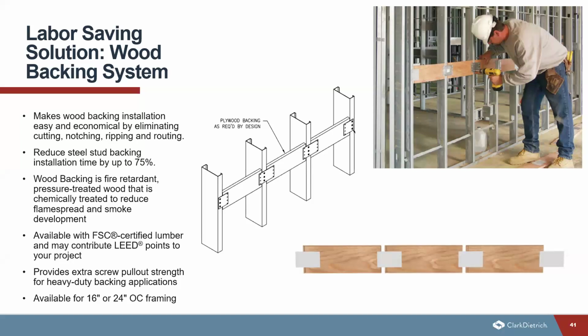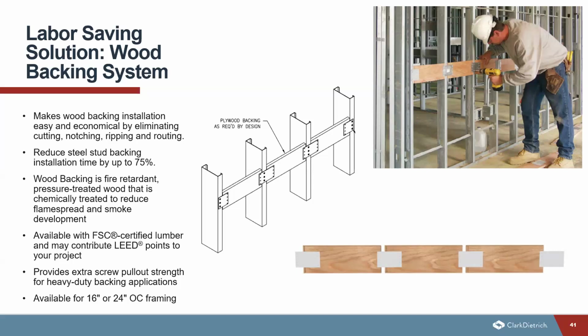One other important thing about this type of wood backing system is that it can help contribute LEED points to your next project. And it also provides extra screw pull-out strength for heavy backing applications. So we see this mostly used in hospital systems where they are hanging monitors off the walls or something along those lines, cabinets. But it is available for 16 or 24 inches on center framing.